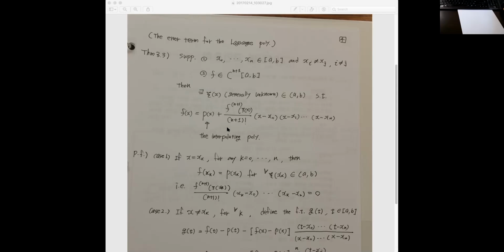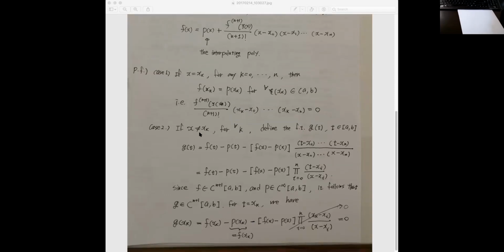Okay. So now the next one. The second case: what if x is not equal to xk? Then first we define the function g of t, which is this: f of t minus p of t minus f of x minus p of x times this one. You see that this comes from the definition of the Lagrange interpolating polynomial. It's not exactly the same, but it looks similar to the definition of the Lagrange polynomial.